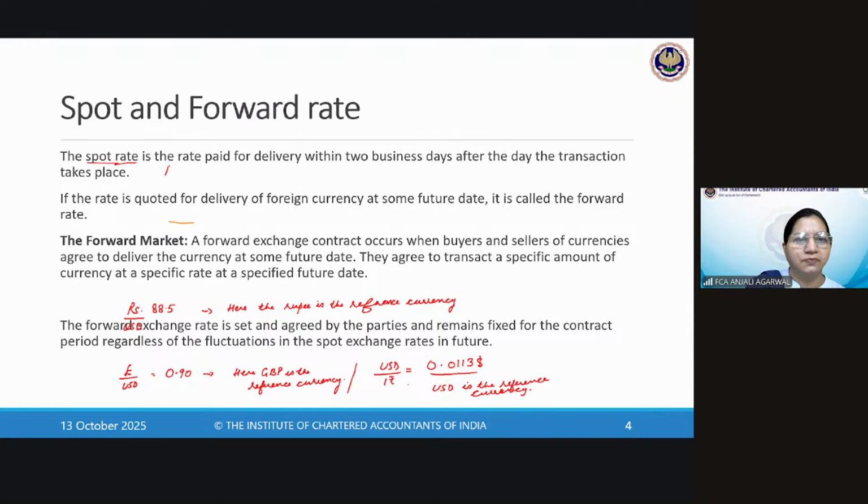The spot rate is how many rupees you will get for 1 USD, or $1. Rupee can also be said as INR, so you can say INR USD. Spot rate is the current exchange rate. So if the current exchange rate is 88.5, then this is the spot rate. If you do a transaction today, within 2 business days it will get settled. So it takes 2 days to clear or settle the transaction.